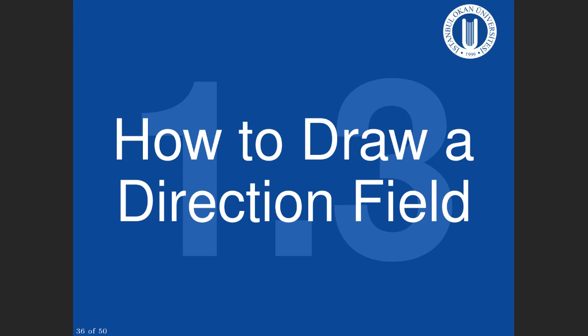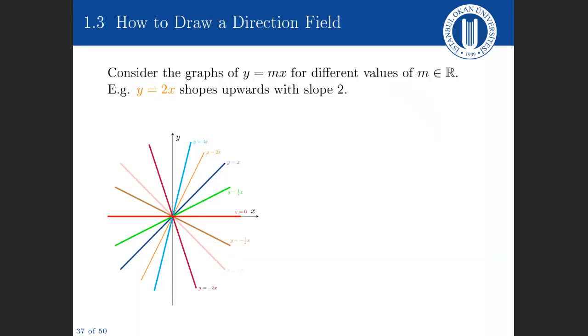Section 1.3 is about how to draw a direction field. I've shown you two direction fields already today, but how do we draw this by hand? First, think about graphs of the function y is equal to mx, just for different values of m. I've drawn a few here. For example, y is equal to 2x is this one. You see it slopes upwards, and the derivative or slope of this line is 2. m is a half, we have a line with slope a half, and so on.